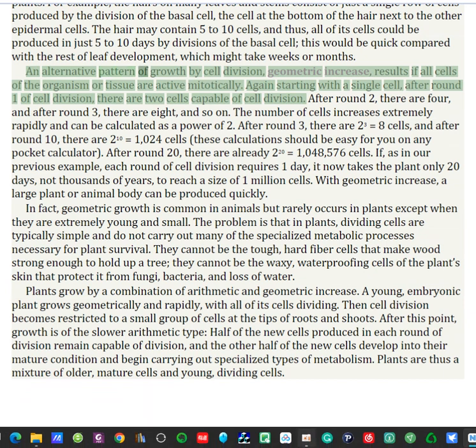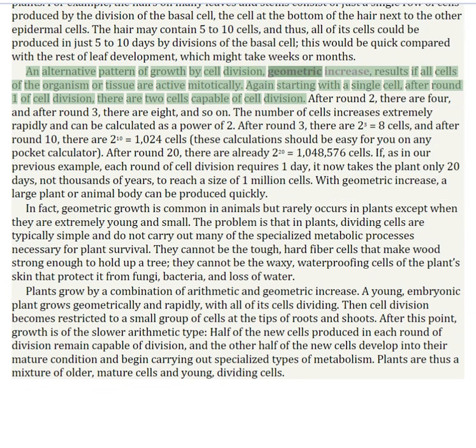An alternative pattern of growth by cell division, geometric increase, results if all cells of the organism or tissue are active mitotically. Again, starting with a single cell, after round 1 of cell division, there are 2 cells capable of cell division.